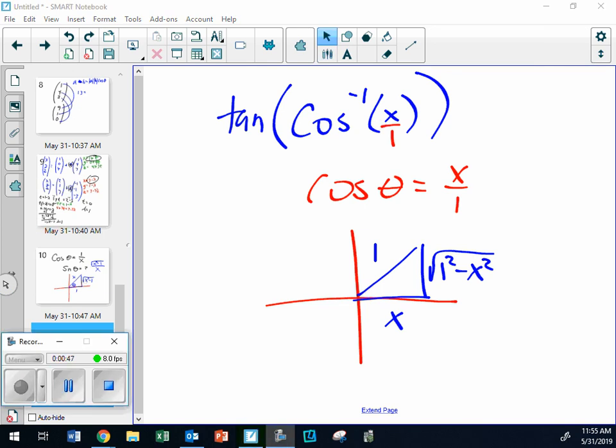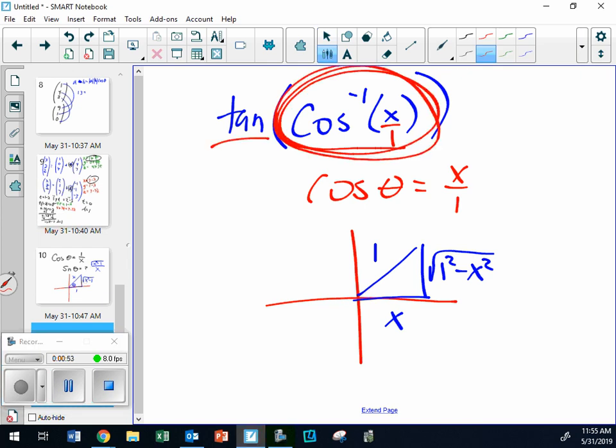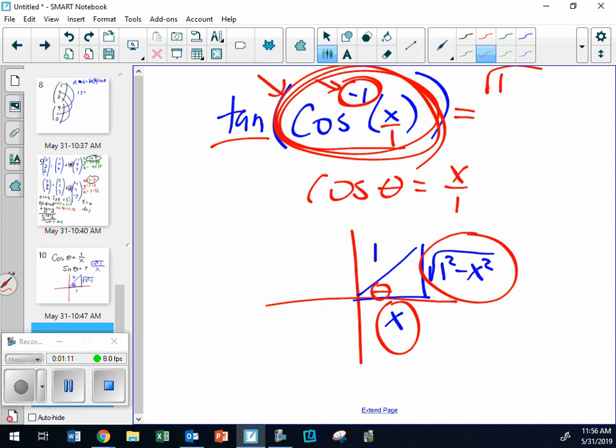Okay. So, final answer for this one is tangent of this angle. That doesn't look like an angle. It is an angle because that's saying I want you to find an angle for this. When it's got an inverse, that means you're going to get an angle answer. So then this is tangent of an angle. That's the angle. Tangent is TOA, opposite over adjacent. That's this over this, which is square root of 1 squared minus x squared over x.